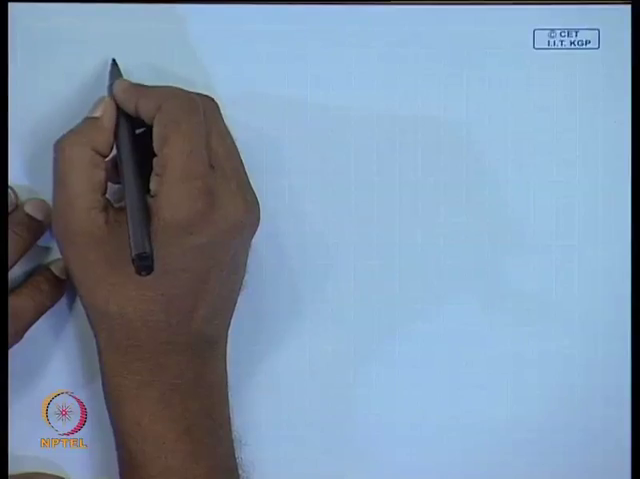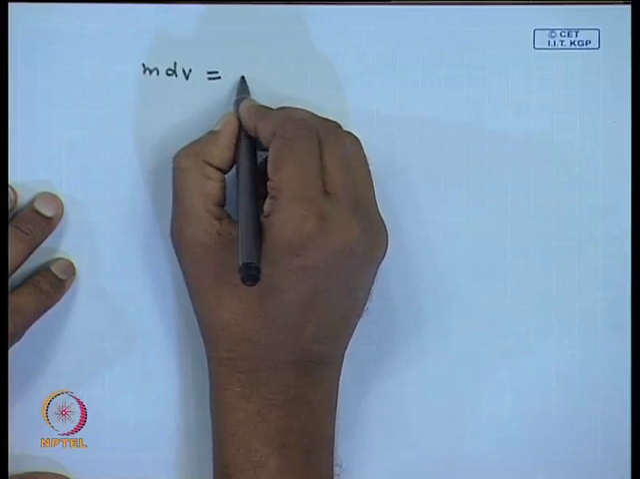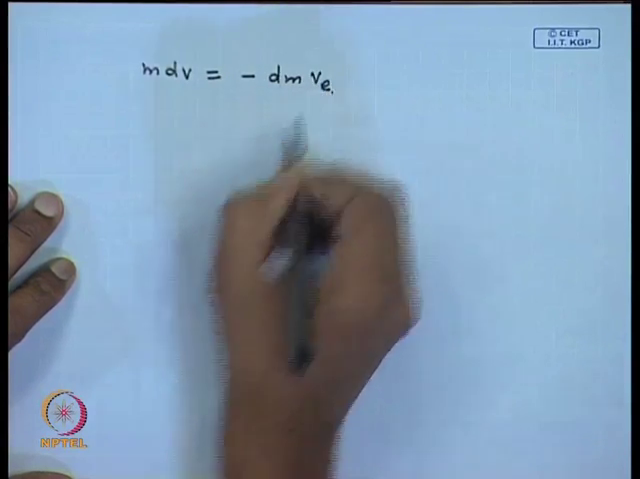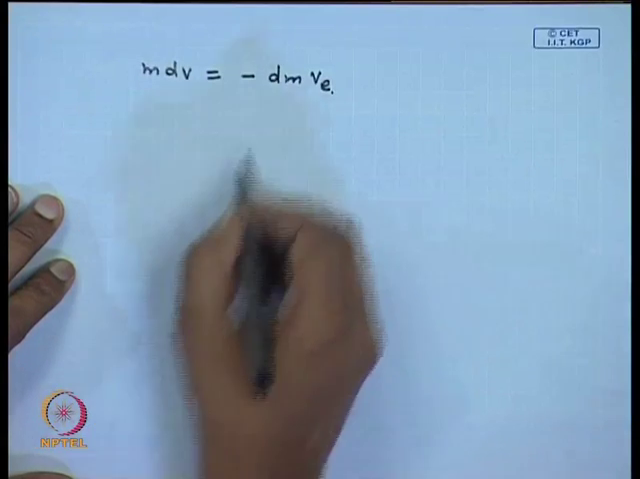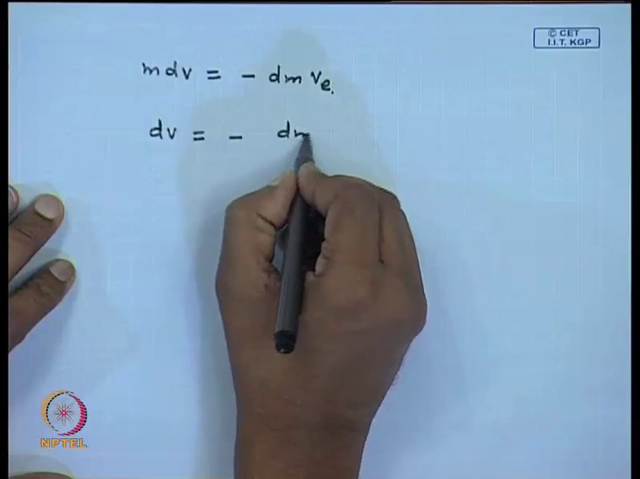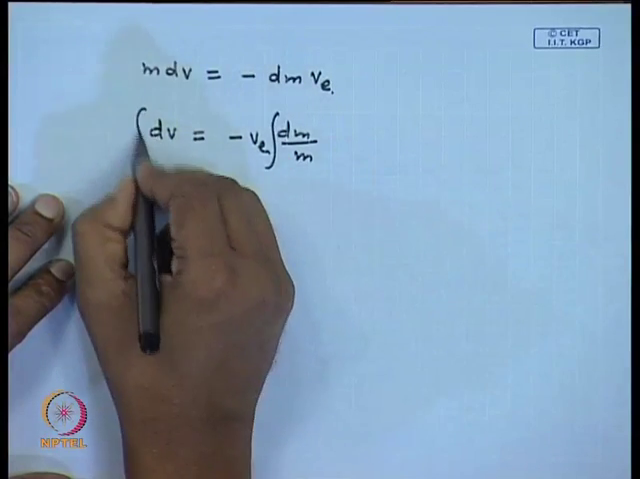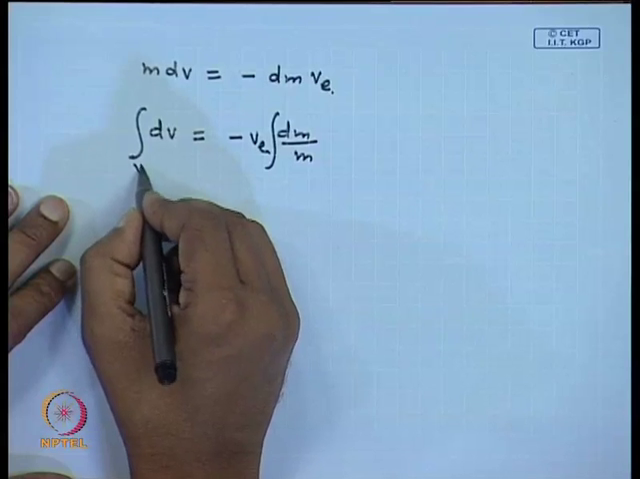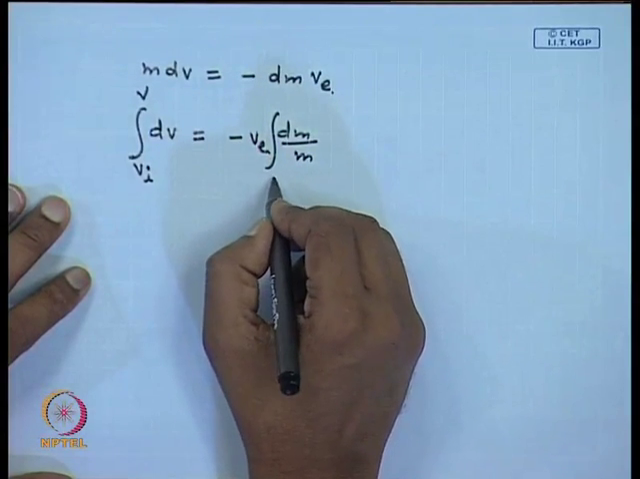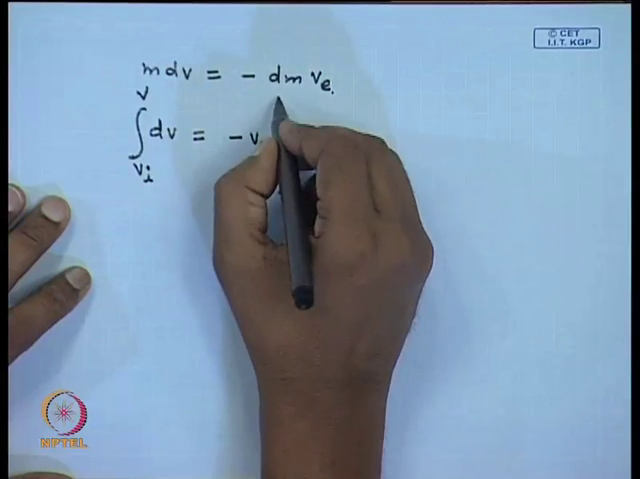Okay. So, we have m dv, we can drop the vector sign now and simply write this as m dv equal to minus dm times v_e. So, this becomes dv is equal to minus v_e dm by m. We take v_e as a constant, integrate it between the initial v_I to v and m_I to m.